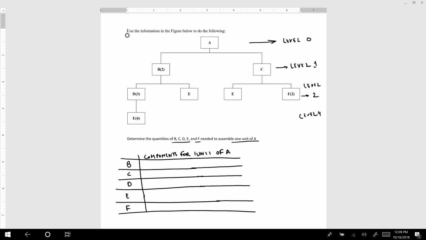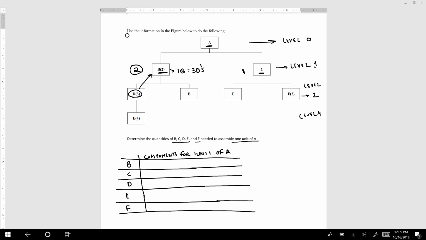So if you look at the problem, to manufacture one unit of A, we require two units of B. To manufacture one unit of A, we require one unit of C. So now, to manufacture one unit of B, we require three units of D. So that is what it is trying to say. So it is always related to the component above it. So 1B to manufacture, I need 3Ds. That is what this relationship is saying.